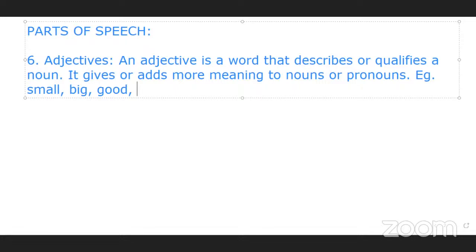So small, big, good, neat. He's a neat boy. Fat. Slim. Handsome.